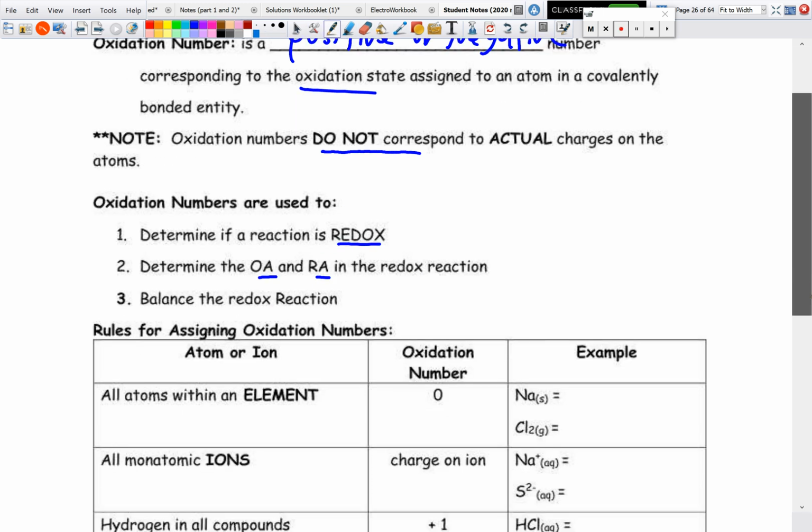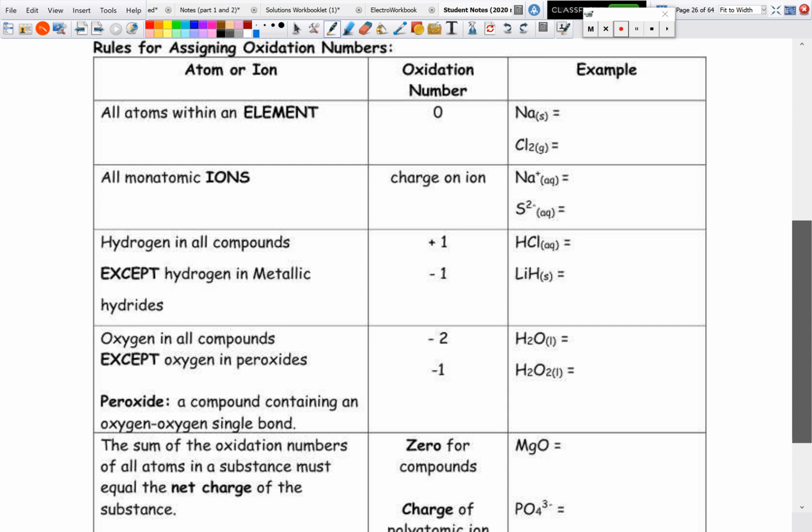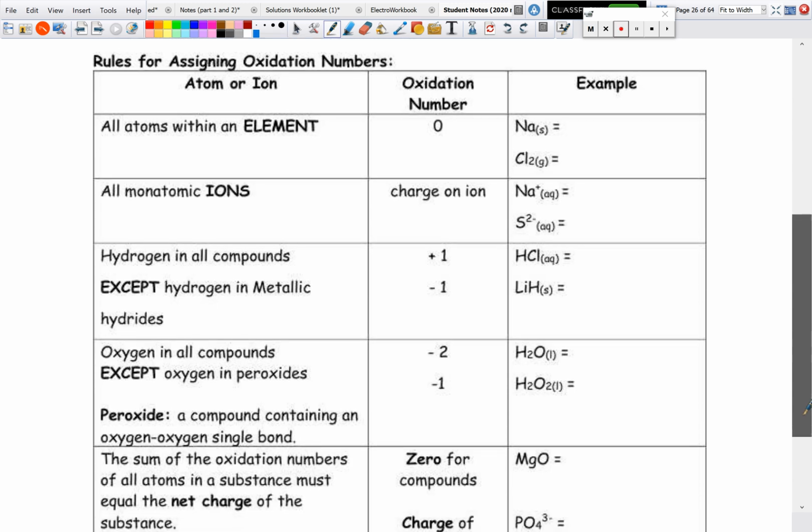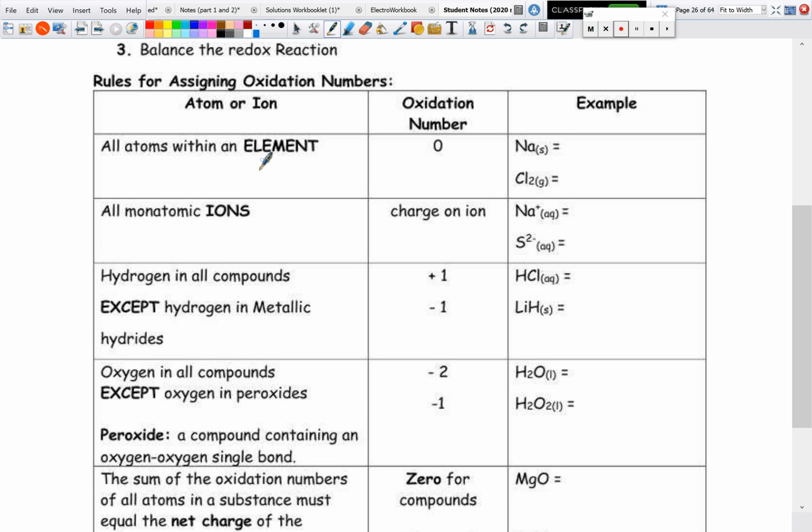So in order to figure out these oxidation numbers, or the oxidation states, there are different categories of atoms or ions. So first of all, elements are going to have an oxidation number of 0. So if you see something like a sodium element, the oxidation number is 0. A chlorine element, Cl2, oxidation number is still equal to 0. So they will have 0 charge because they're elements.